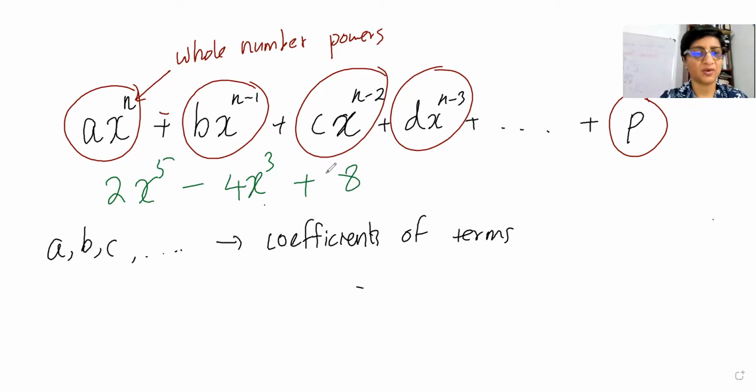Now you might ask me, where is the power? I just said the powers must descend. Where is the term with power 4? Okay, you have 3. Where is the term with power 2? Where is the term with power 1? 0. What does that mean? Coefficient is 0. So then 0. Very good. Yes, Malik. Okay.